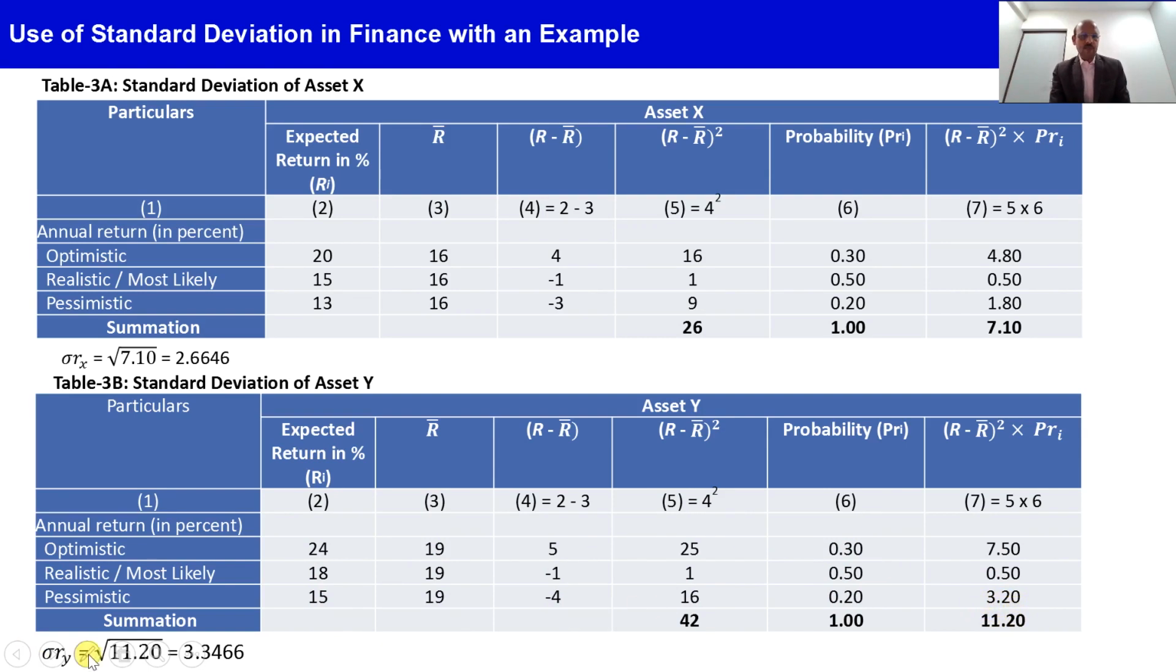And if we take the square root of 11.2, it gives us the value of the standard deviation for the return of asset Y, which is 3.3466. So we can say in simple terms that asset Y is riskier than asset X because the standard deviation of asset Y is higher than the standard deviation of asset X returns.